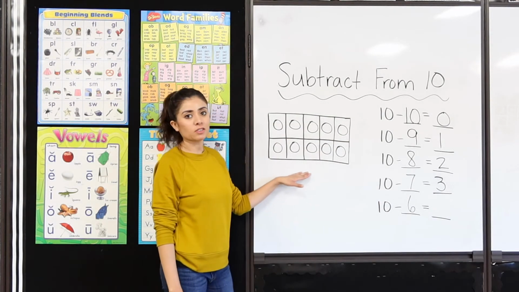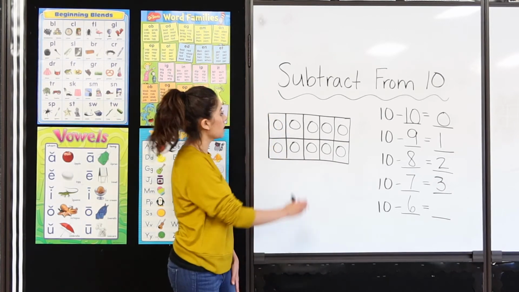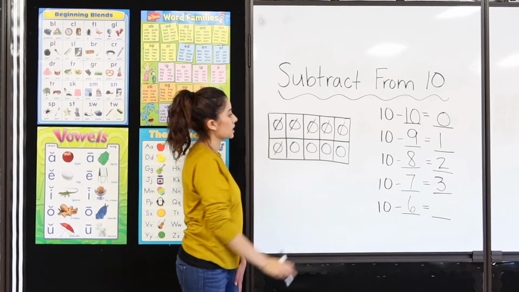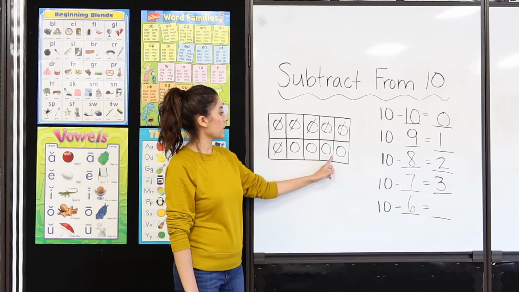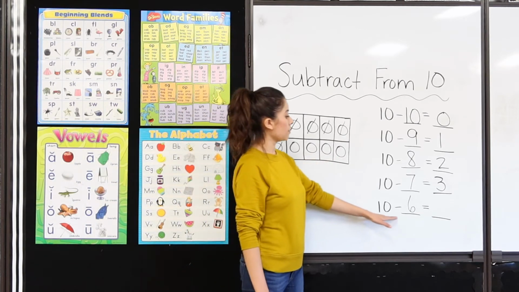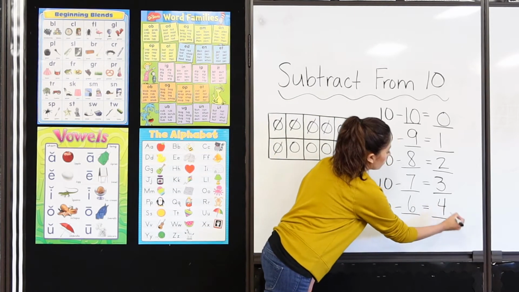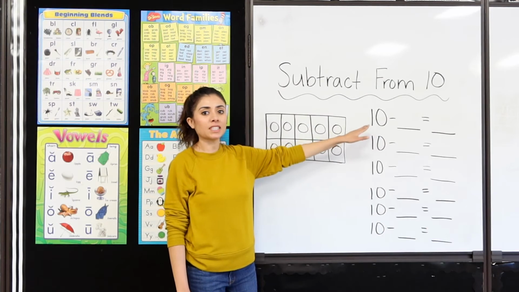I have 10 counters in my tens frame. Let's go ahead and cross off the 6 that we're subtracting. 1, 2, 3, 4, 5, 6. How many do I have left? 1, 2, 3, 4. 10 minus 6 equals 4. Excellent. Okay, so we stopped at 10 minus 6.